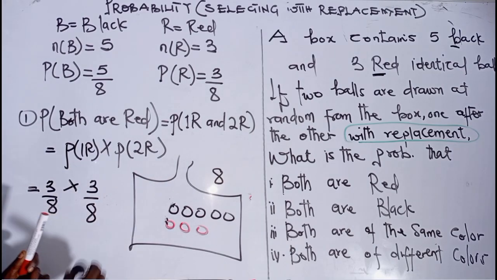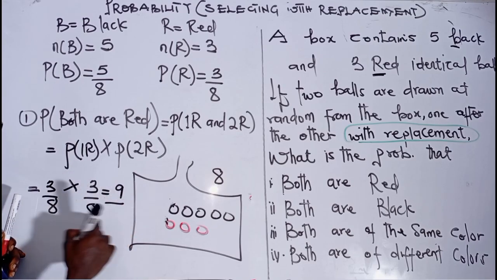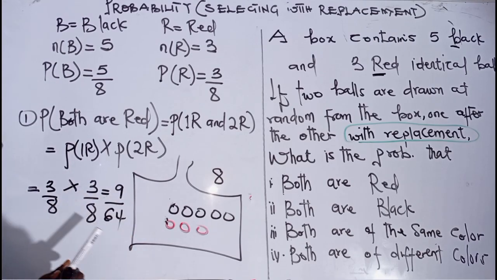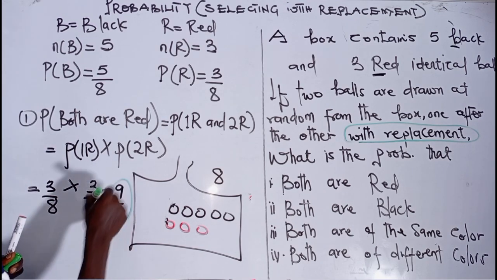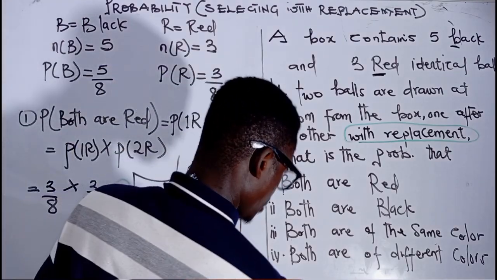I guess you are following. So when you do your multiplication, you are going to get 9 over 64. Very easy. You can leave your answer in this form, which is 9 over 64. Very easy and simple. Let's look at the second one.